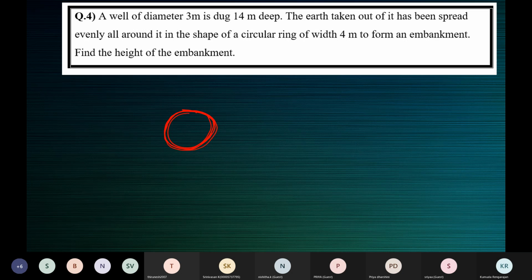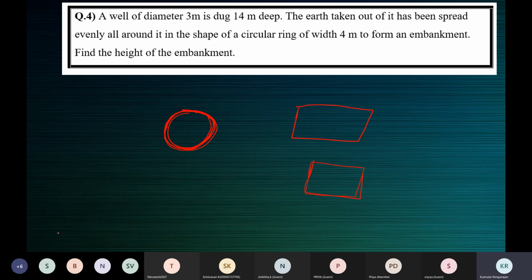If it's a rectangle, if it's a cuboidal well, the embankment that will be built around the mouth of the well will be a cuboidal shell, whether it's a square or a rectangle.